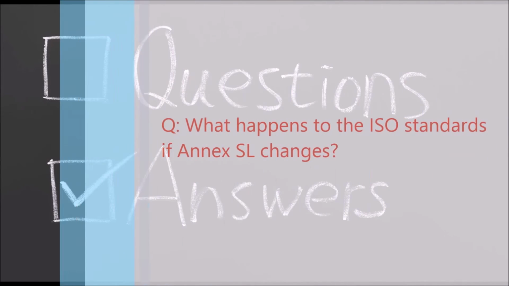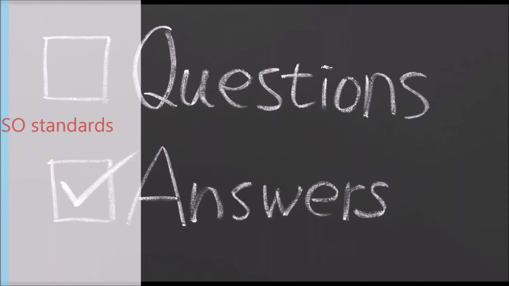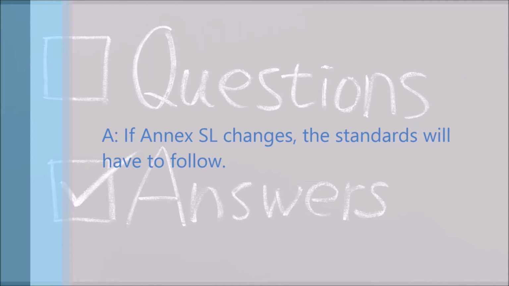We've had another question here saying that as they're all based on Annex SL, if Annex SL changes, what happens to the ISO standards? That's a really interesting question, because obviously we've never had an Annex SL before. If Annex SL changes, by definition, as the ISO standards have to be based on Annex SL, so will the ISO standards have to change. I don't think they're going to change Annex SL just yet, as it's still so new, but there's going to be a point in time when it does change.